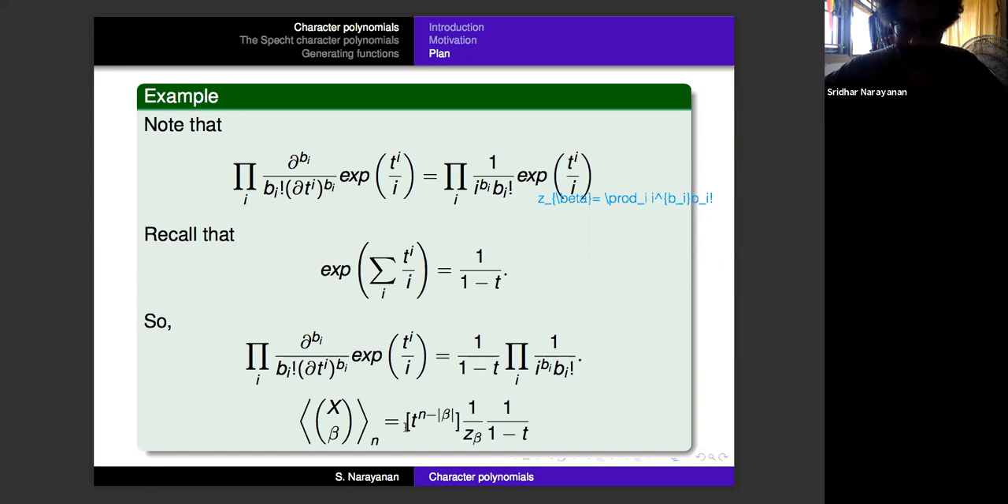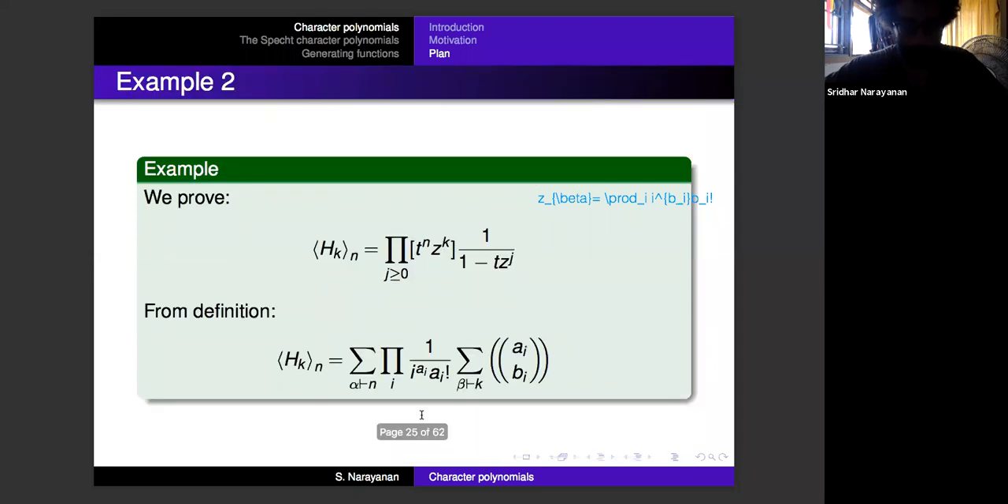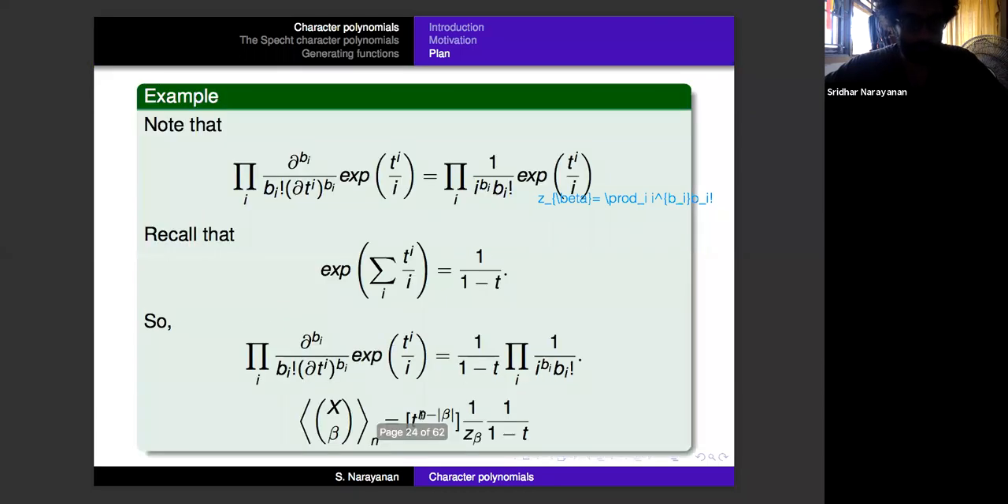So what we're looking for is the coefficient of t raised to n minus the size of beta in this expression. But the 1 by 1 minus t is going to be 1 plus t plus t squared and so on. So whatever exponent we look at, it's going to be 1 upon z_beta, right? And it's going to stabilize for all n greater than the size of beta, because it's going to be the same term, right? So that example was to highlight the differentiation part of it.